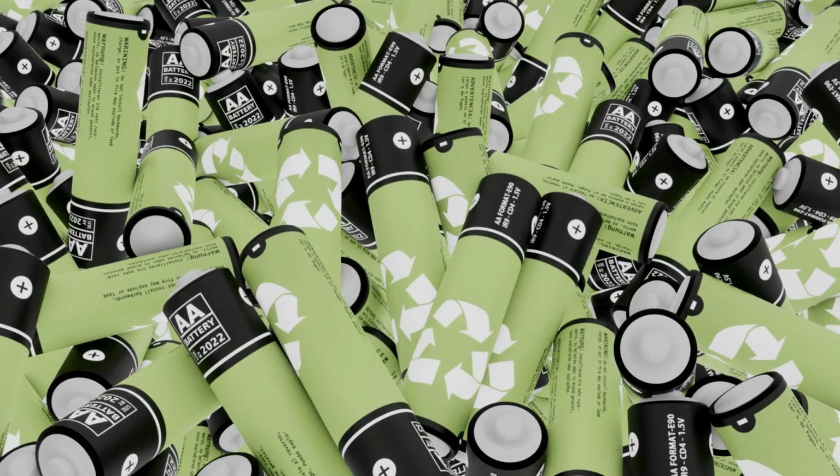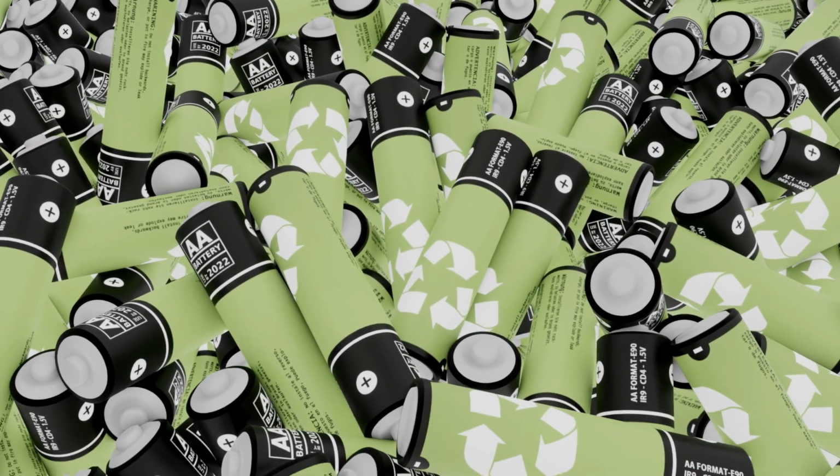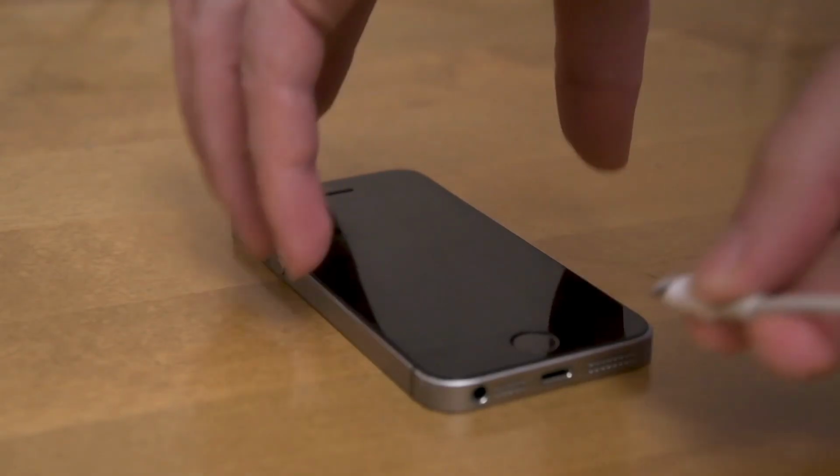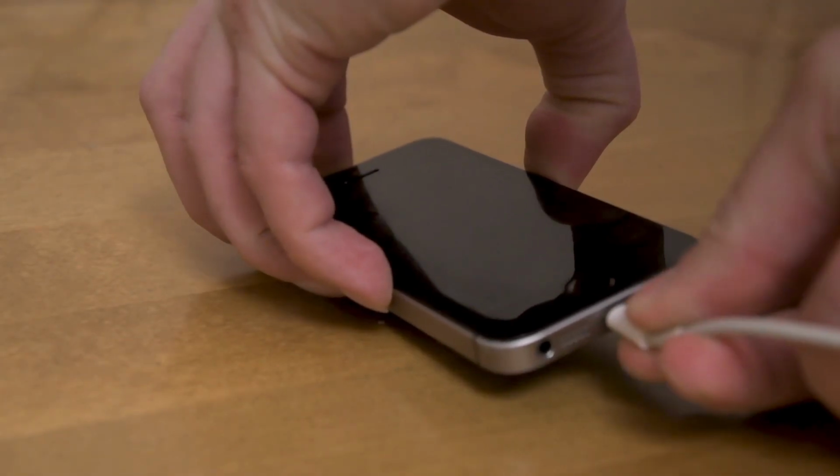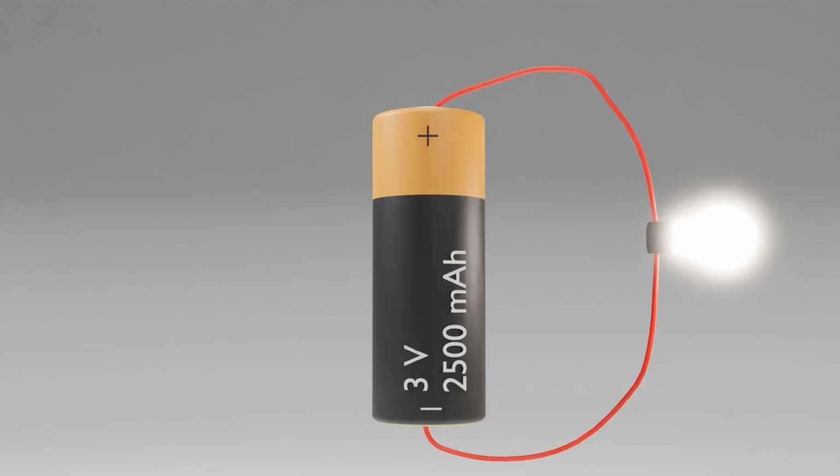Batteries are one of the most used things in modern life, powering everything from our smartphones to electric vehicles. But have you ever wondered how they work? To understand how batteries work, let's delve into the basic principles behind their operation.